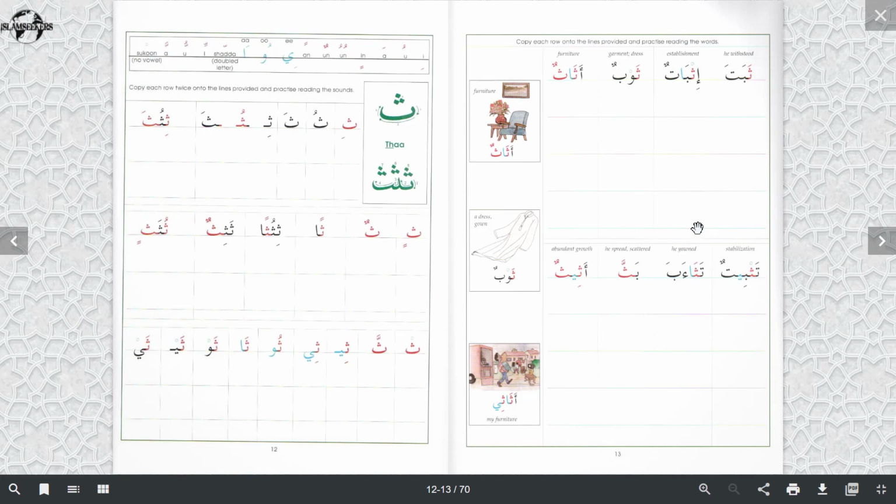Line 2. Stabilization. He yawned. He spread or scattered. Abundant growth.